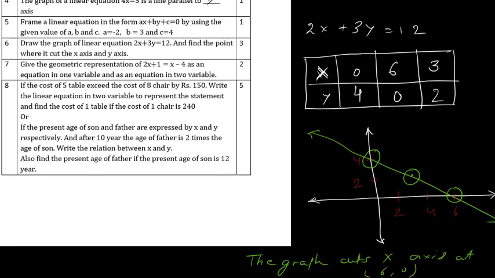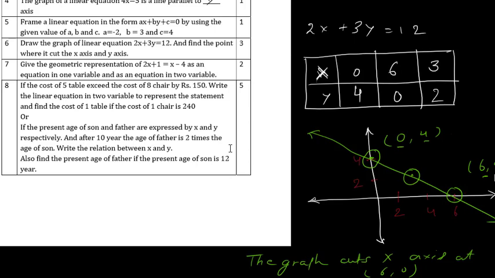And in the same way you can write the graph cuts y-axis at the point, what is this point? This point is 0, 4. Okay, and this point is 6, 0. Kindly note the x coordinate and y coordinate properly. First place is always for x coordinate and the second place is always for y coordinate. So you will write in that order only.